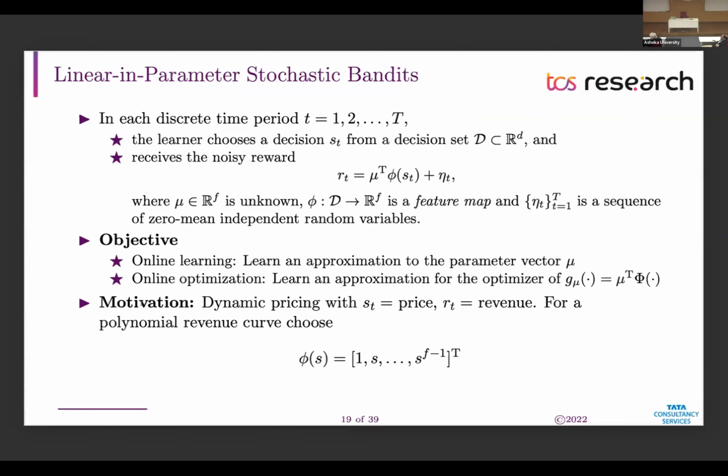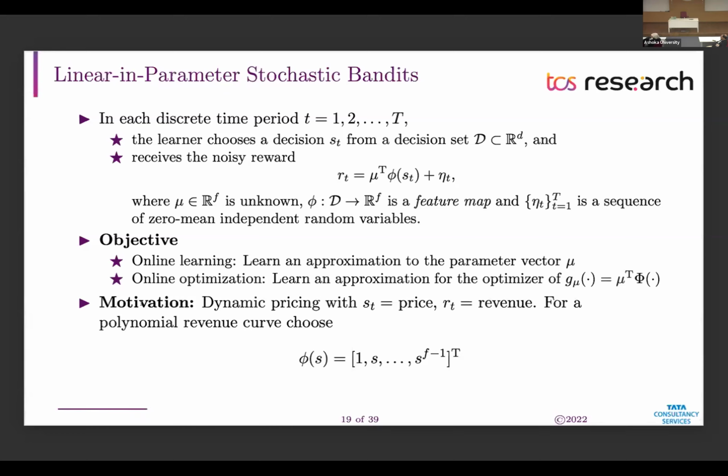So let me make another attempt. You chose some values of S, right? Using those values of S, the value of R was corrupted by noise. Using that noisy data, supposing you collected 10 points, using those 10 points, which are corrupted with noise, you came up with an estimate of the parameter vector mu hat. So now your estimated function is mu hat transpose phi of S.